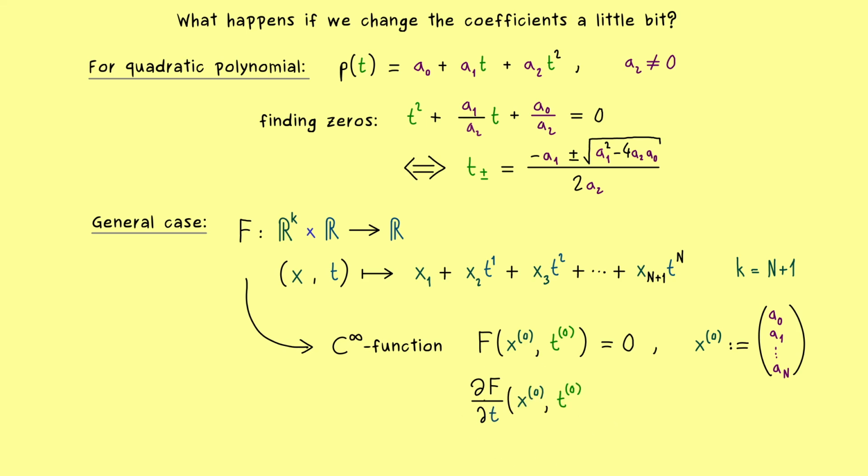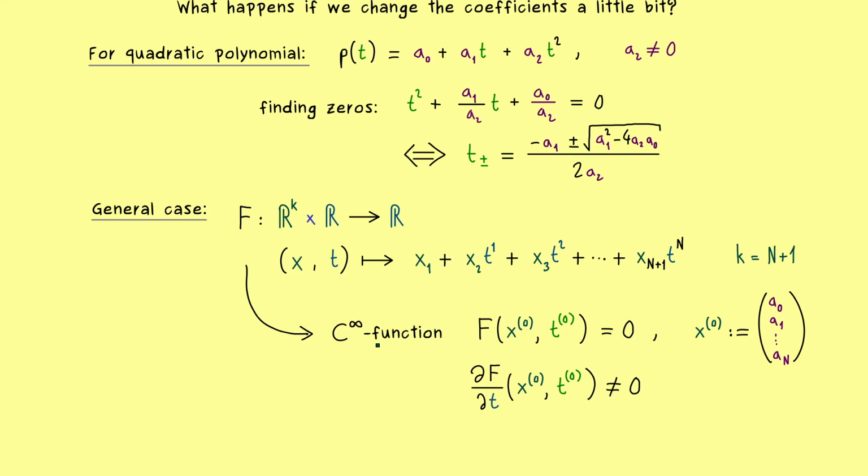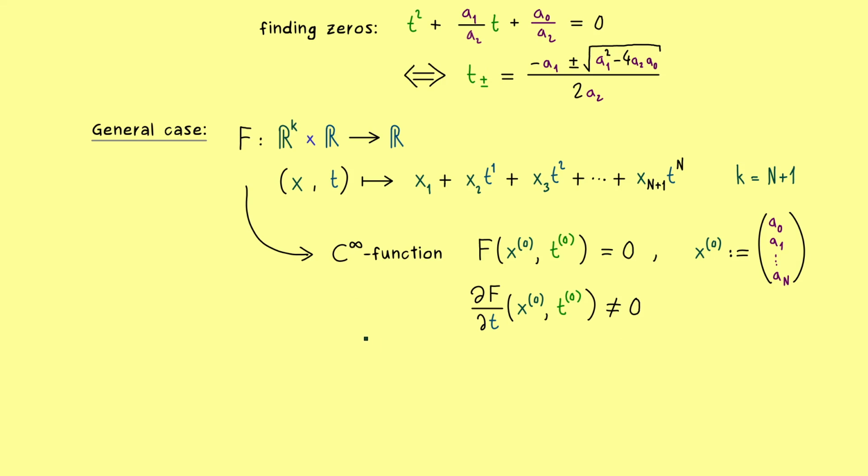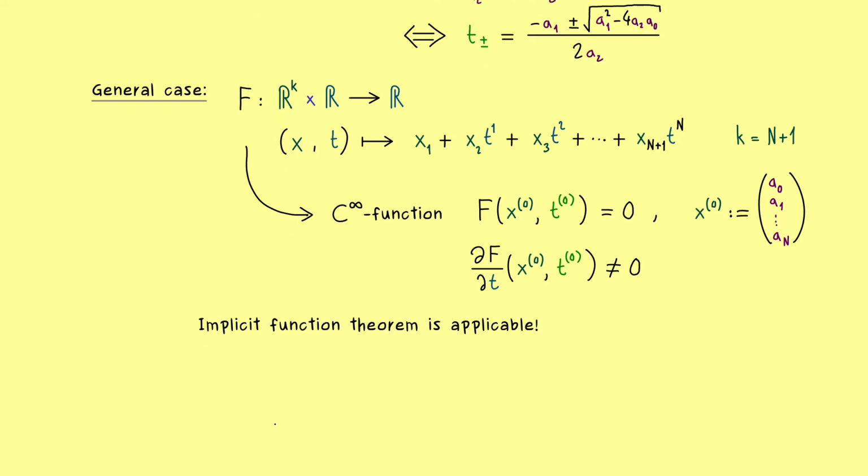And this is just the derivative of the polynomial, and we know this should not be equal to 0 if we put in our simple zero t0. So in other words, this 1 times 1 matrix here is invertible. Hence, all the assumptions from the implicit function theorem are satisfied. So we can just apply it, and we get out that we find a local inverse function called g.